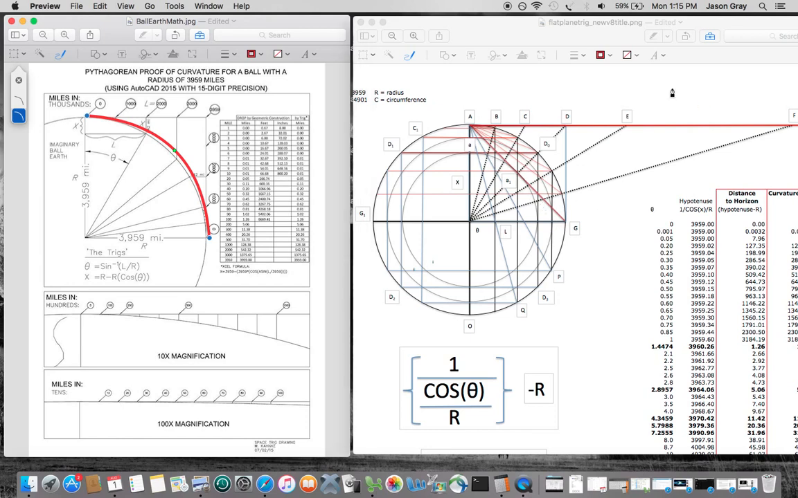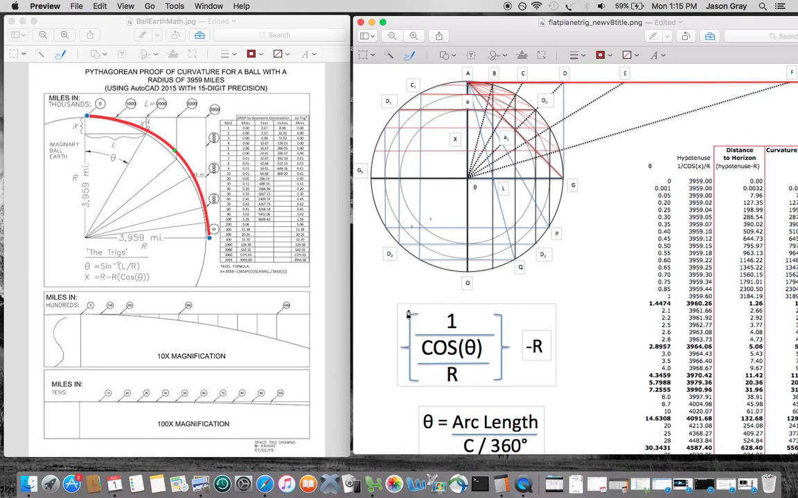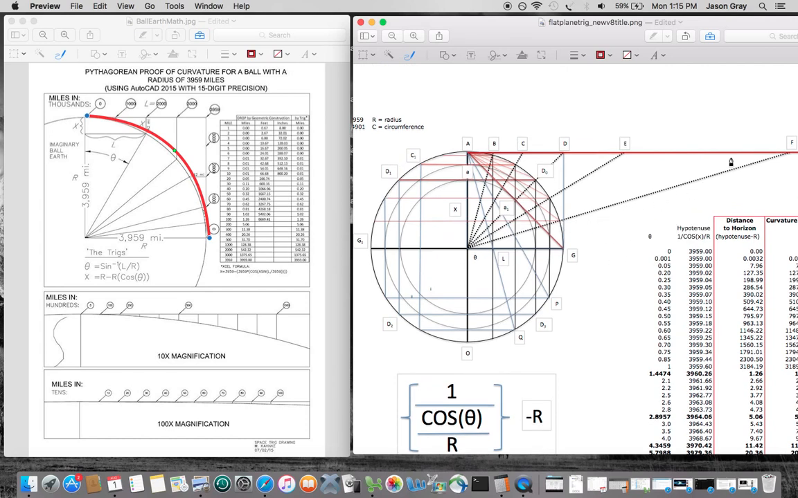What I'm showing here is the distance to horizon, which is calculated, as I said earlier, by this value here, which is 1 over the cosine of the angle, divided by radius minus radius. Again, it's just calculating this value here. And as the object, in this case a boat, travels down the curvature here, imagine an imaginary line passing through the center of the boat, an extension of the mast, getting to the line of sight of the person at this location here.